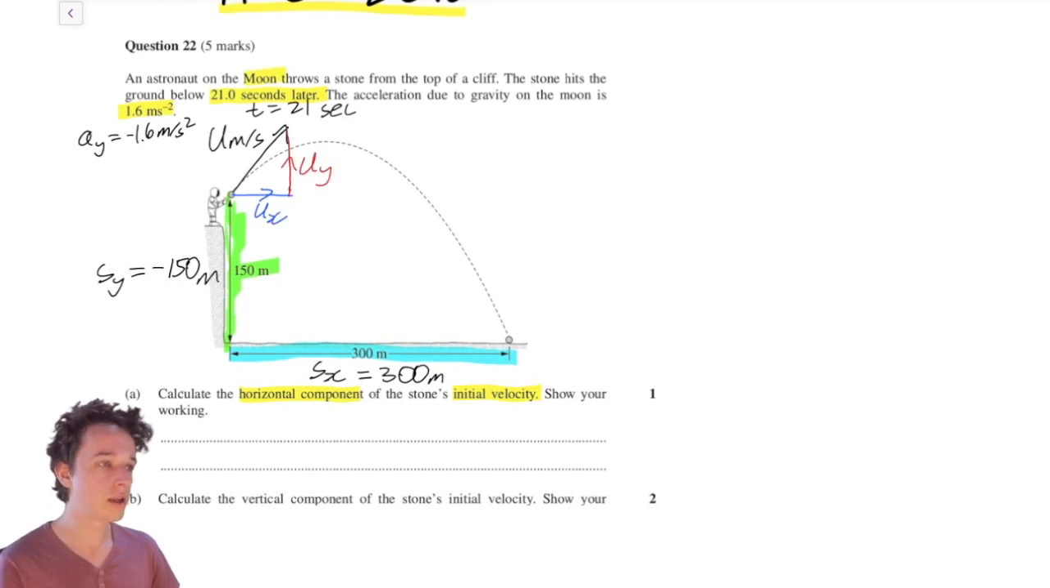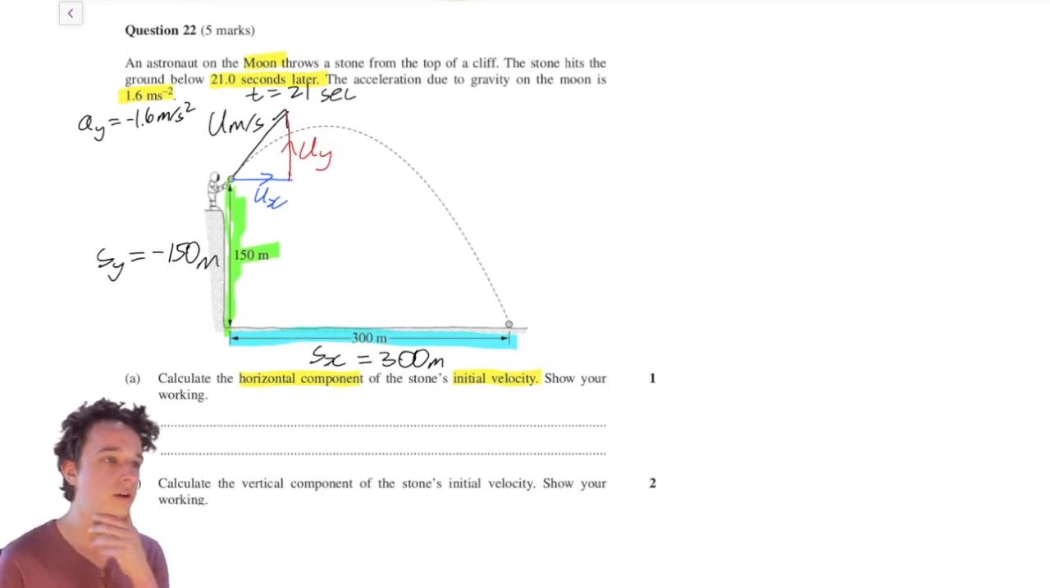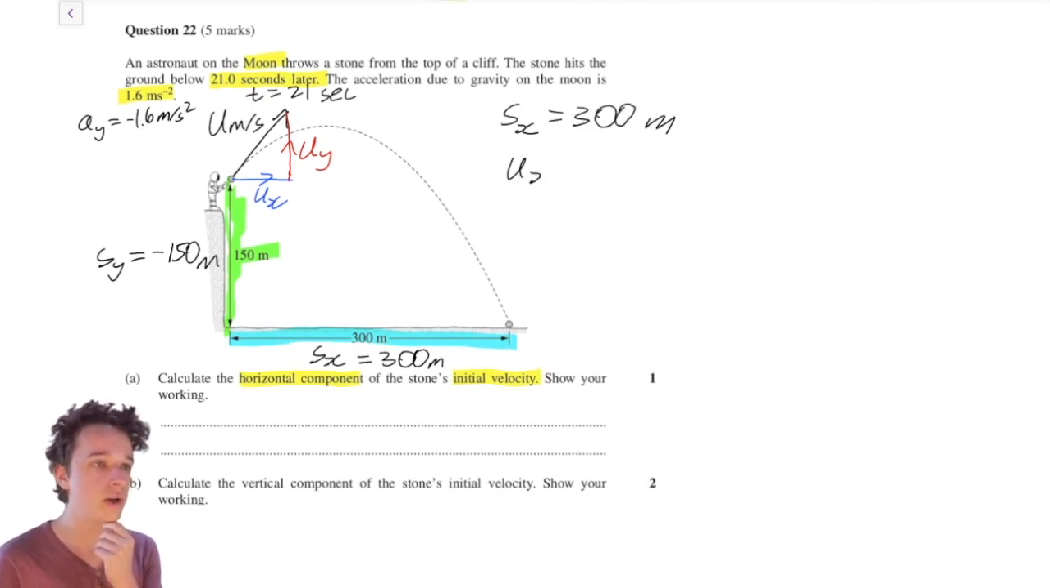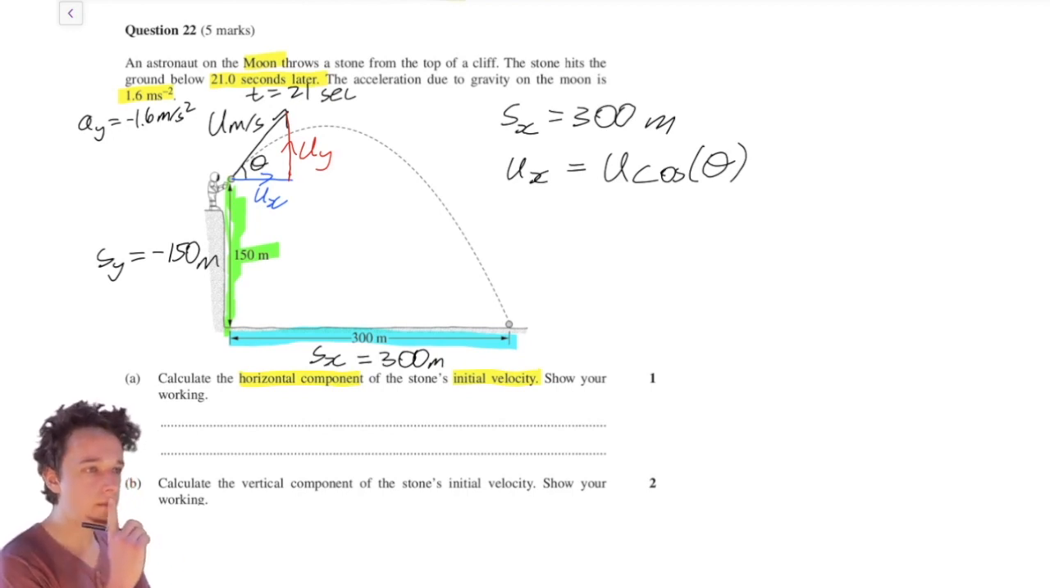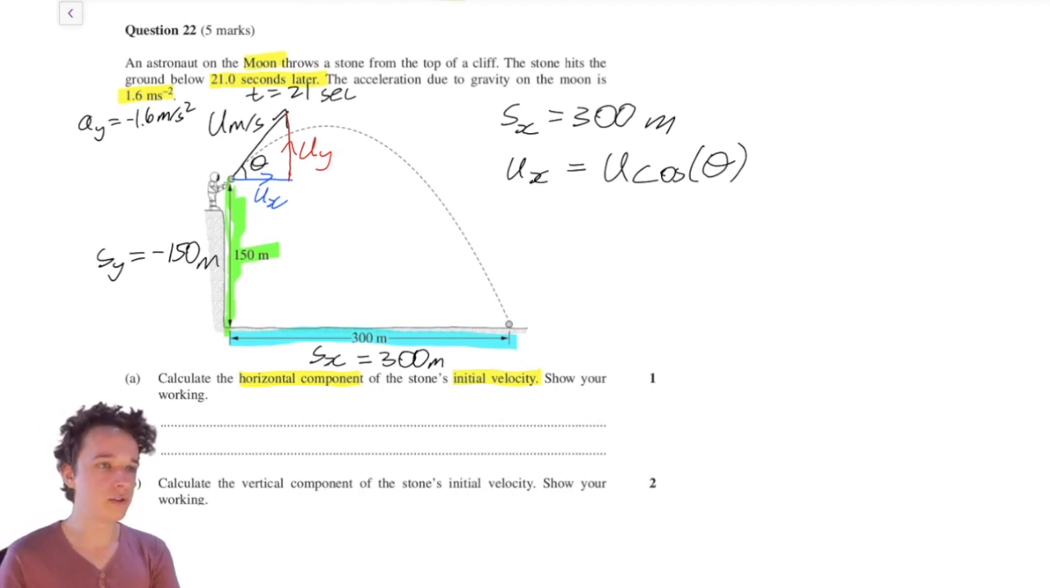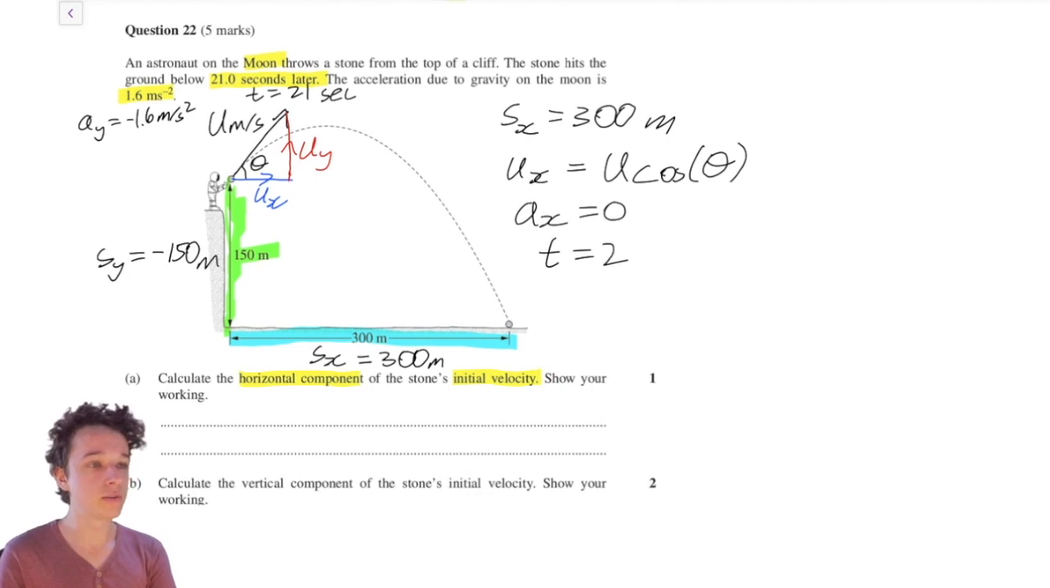Okay, we can break this initial velocity vector down into its x component, ux, and its y component, uy. And then if we write down everything that we know about the horizontal component, we know that sx is equal to 300 meters. We know that ux is going to be equal to u cos of some angle that we're given. We're not necessarily going to use that, but we can write it anyway. vx we don't know, ax we know is 0, and t we know is 21 seconds.